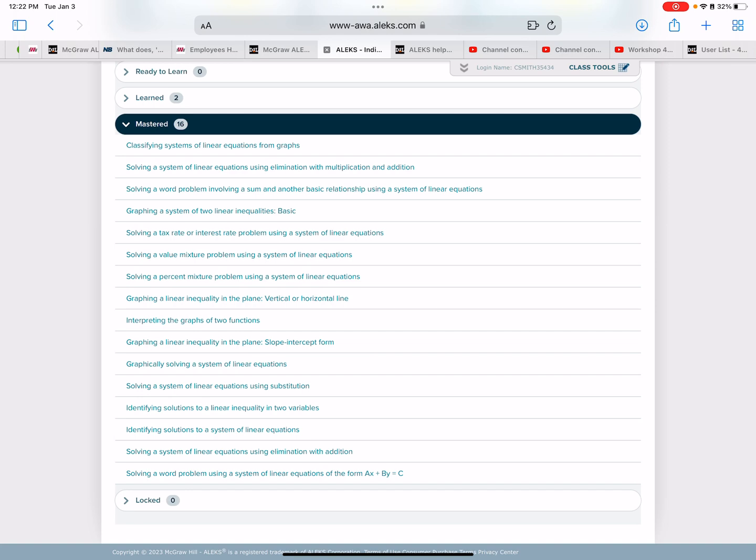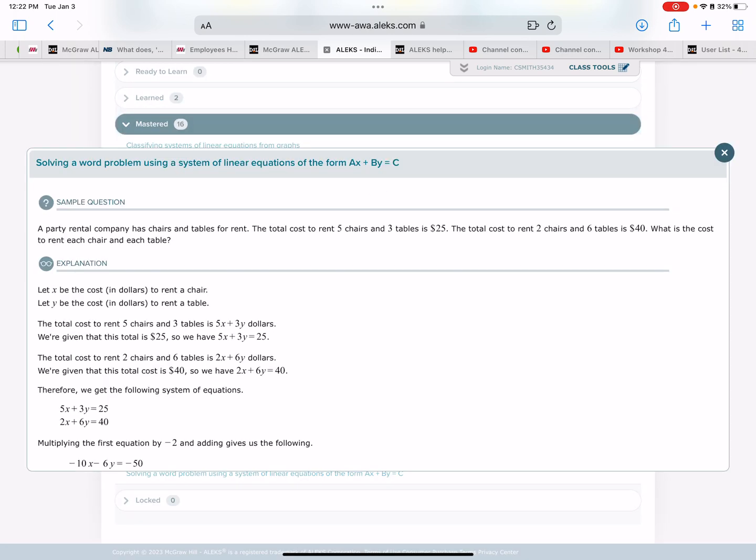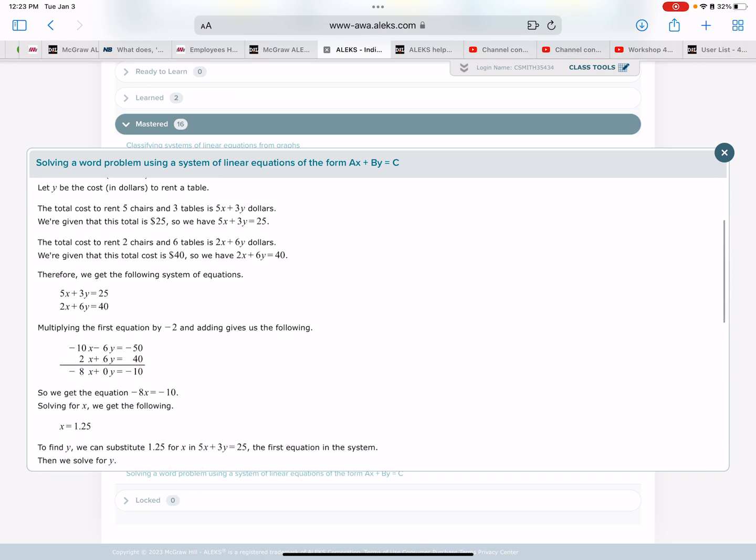There we go. Last one here, and I think there's two more on another tab, but let's go ahead and look at these. Then we have a party rental company that has chairs and tables for rent. The total cost to rent 5 chairs and 3 tables is $25. So I have 5x plus 3y equals 25. And the total cost to rent 2 chairs and 6 tables is $40. So 2x plus 6y is 40. And then solve with any of the methods that we just did.